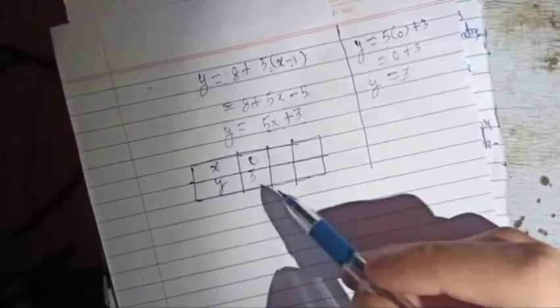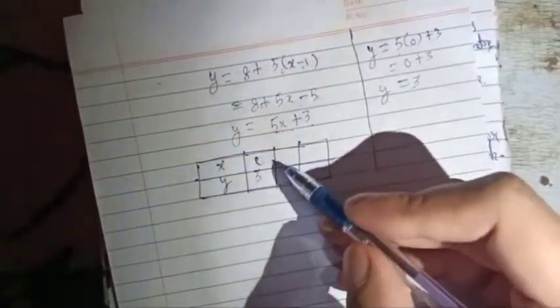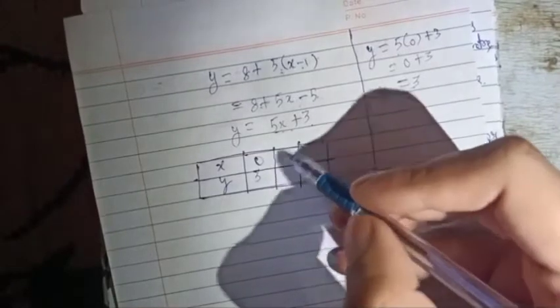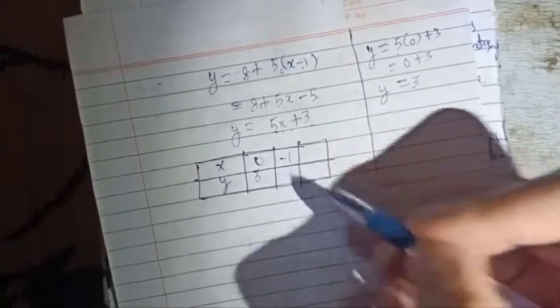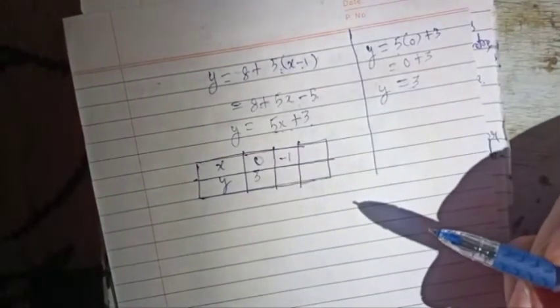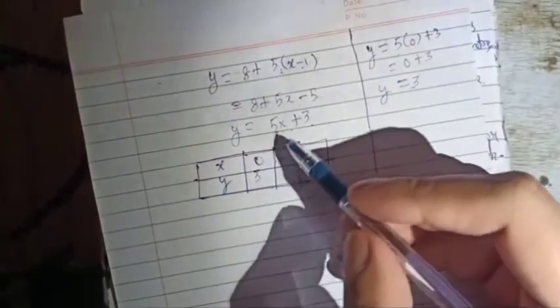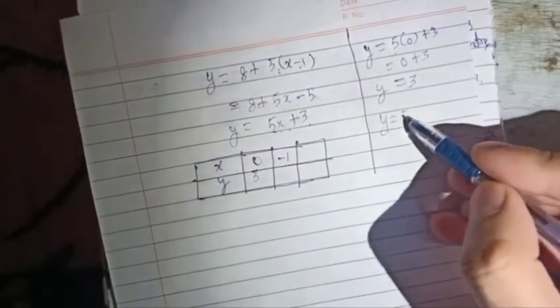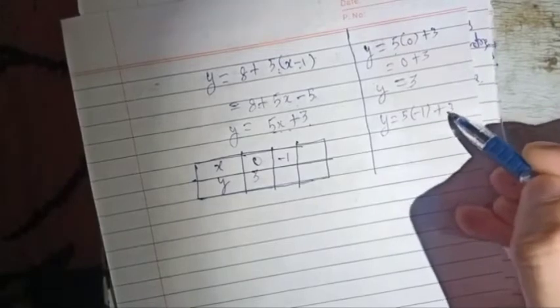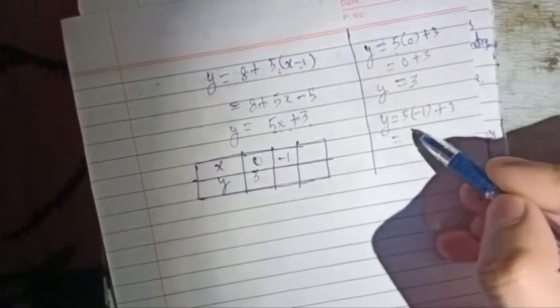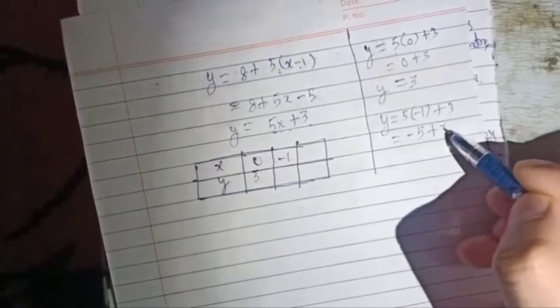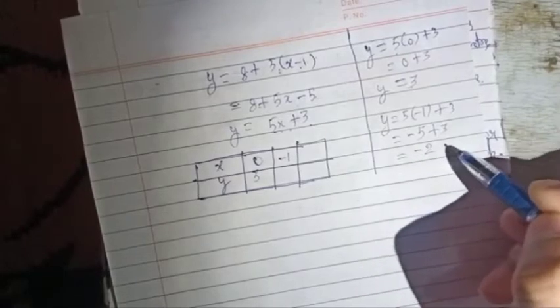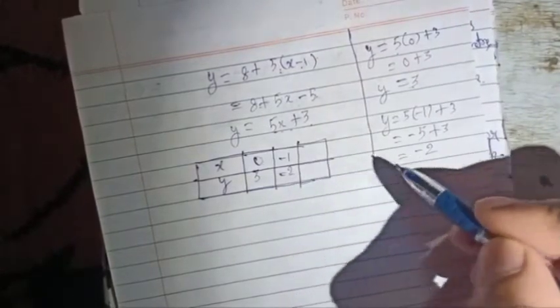Now we can take any values. Suppose we put minus 1. If we substitute minus 1, then y is equal to 5 multiplied by minus 1 plus 3. So 5 into minus 1 is minus 5, plus 3 is minus 2. So the value of y is minus 2.